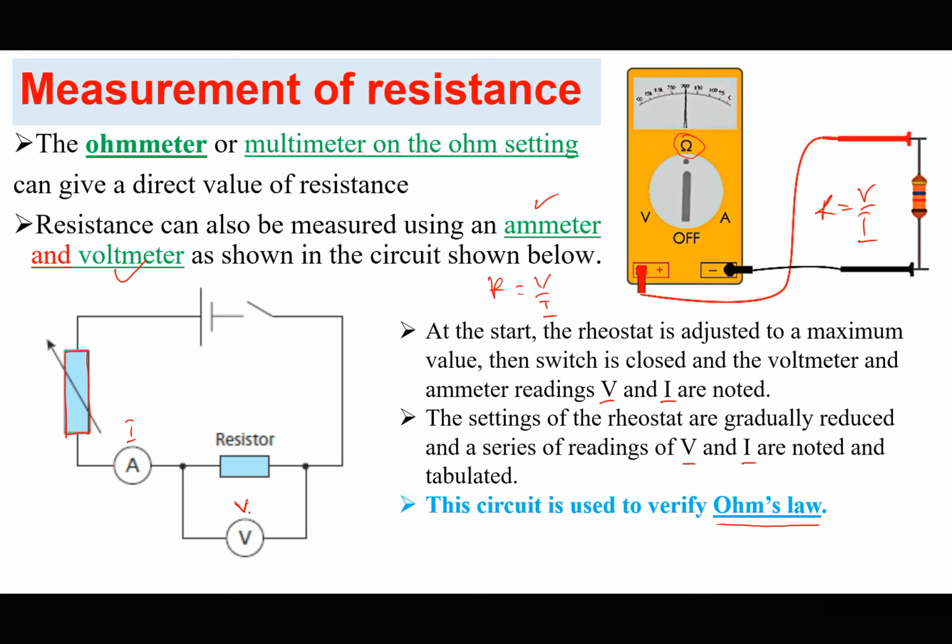So by obtaining several values of V and several values of I, I can plot a graph later on, which will give me the relationship between V and I. And of course, that relationship will give me a lot of information about the resistance of this resistor or the resistance of this component. And I said this circuit will therefore be used to verify Ohm's law.